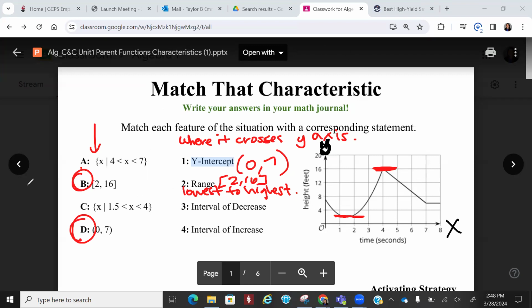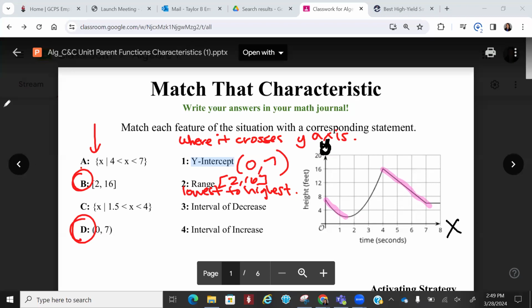Interval of decrease. So looking at our graph, if we started over here, let's imagine we're on a roller coaster. We started over here. Is this increasing or decreasing? Start over here. Is it increasing? Well, this is decreasing. Then is it increasing or decreasing? Okay. So looking at this, we're looking for only when it's decreasing. So we're going to highlight only when it's decreasing. So decrease and then decrease, right? Okay. Now, where does that happen?